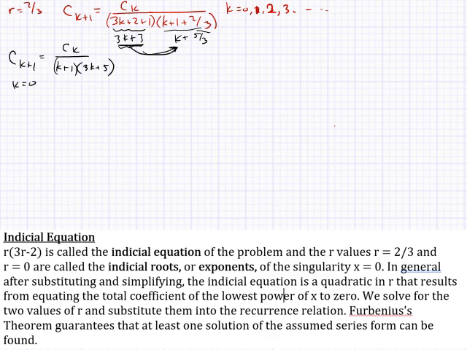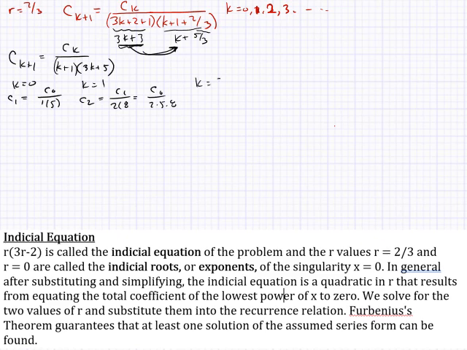So k equals 0, we get c sub 1 to be c sub 0 over 1 times 5. K equals 1, we get c sub 2 to be c sub 1 over 2 times 8. Based off of c sub 1, that would be c sub 0 over 2 times 5 times 8.